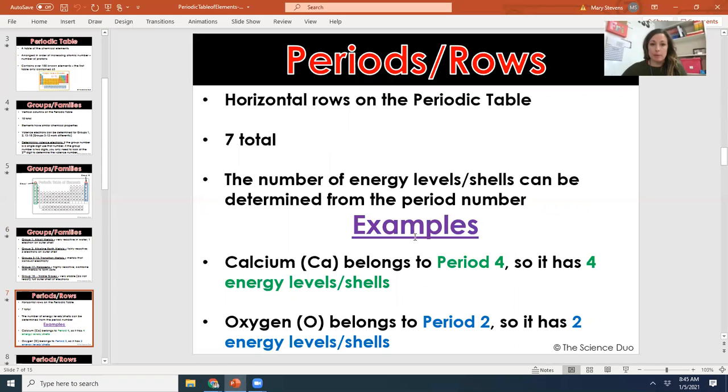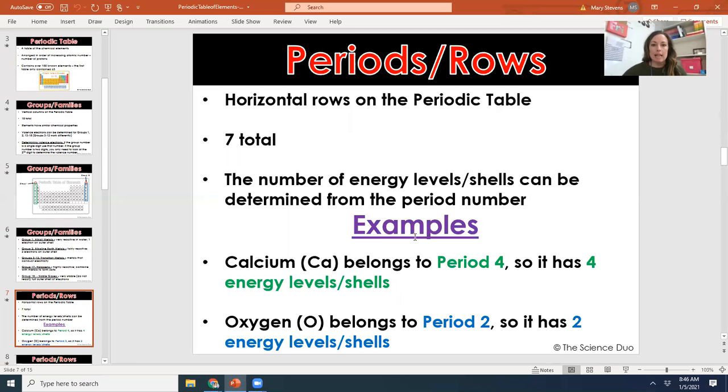The second way that we organize the periodic table is in periods or rows. These are going to be horizontal rows on the periodic table, like here. There are 7 total rows or periods on the periodic table. The number of energy levels or outer electron shells can be determined by the period that the element is in. For example, calcium belongs in period 4, so it has 4 energy shells. Oxygen is in period 2, so it has 2 energy shells.